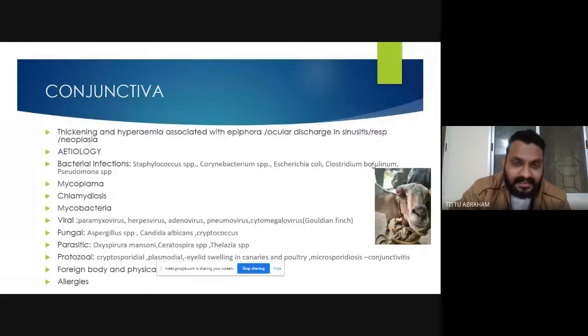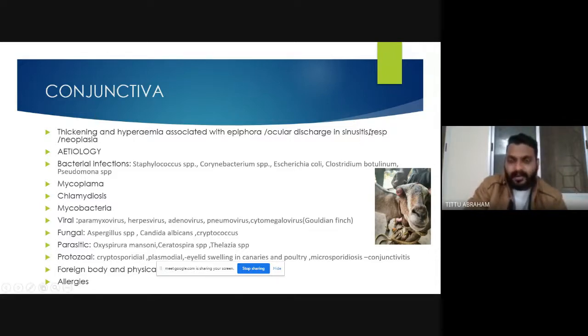You can see red coloration of the eye. You may not see so much swelling, but you can see more eye discharge. That is called epiphora. Epiphora can be seen along with red coloration of the eye. It is suggestive of viral infection. In conjunctivitis, there will be thickening and hyperemia of the conjunctiva, associated with epiphora, that is, an increased amount of ocular discharge, especially in sinusitis, respiratory infection, and neoplasia.